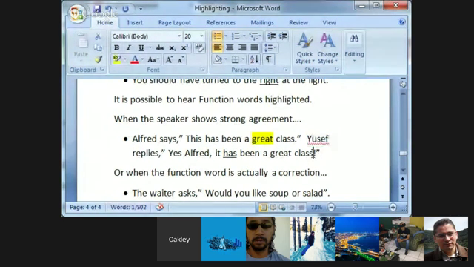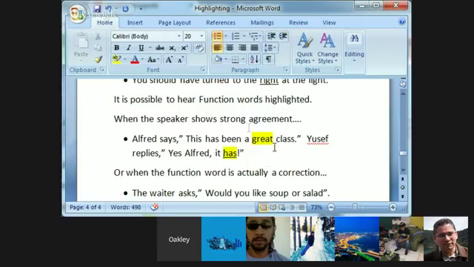Yusuf replies, yes, Alfred, it has been a great class. Or sometimes you may just hear the auxiliary verb by itself. Yes, Alfred, it has. Okay, to show strong agreement, frequently we're going to highlight this auxiliary. We're going to match the auxiliary, just similar to the auxiliary in a tag question. We're going to match the tag to the statement. Same here. We're going to match the auxiliary to the statement to show strong agreement. This is a case where we frequently will highlight a function word.